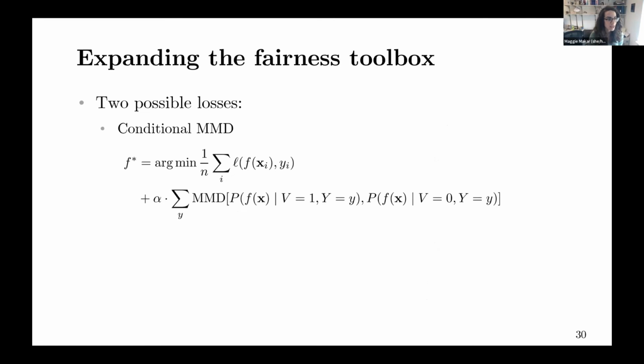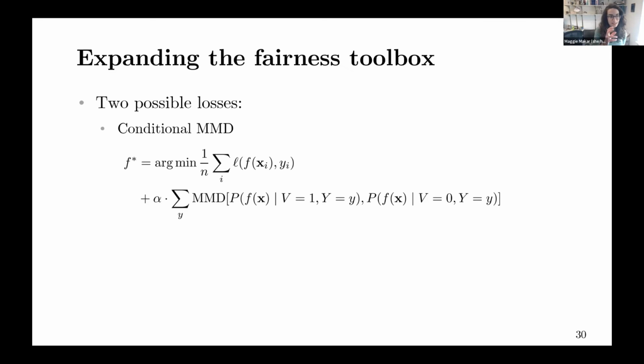Another finding is that we can expand the fairness toolbox a little bit, because what people have typically done when they are trying to get separation, so they're trying to get this conditional invariance, is minimize the prediction loss and also minimize the conditional MMD. So you say, conditional on y, for every value of y, I want the MMD to be 0.